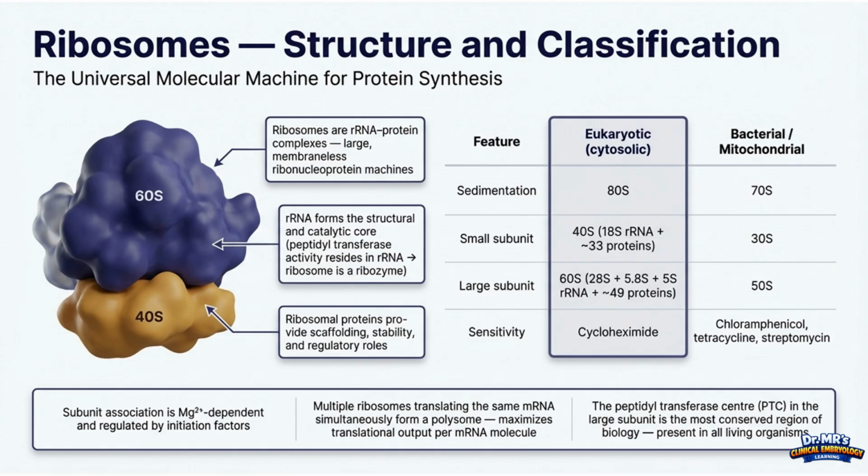But we also have to talk about the 70S form. Right, the bacterial one. Exactly. The 70S ribosome is the ancestral bacterial form. It's made of a 30S small subunit and a 50S large subunit. Now, you might ask why a clinical embryologist studying human reproduction needs to care about bacterial ribosomes at all. Because it seems completely irrelevant at first glance. Right. But the answer lies in endosymbiotic theory.